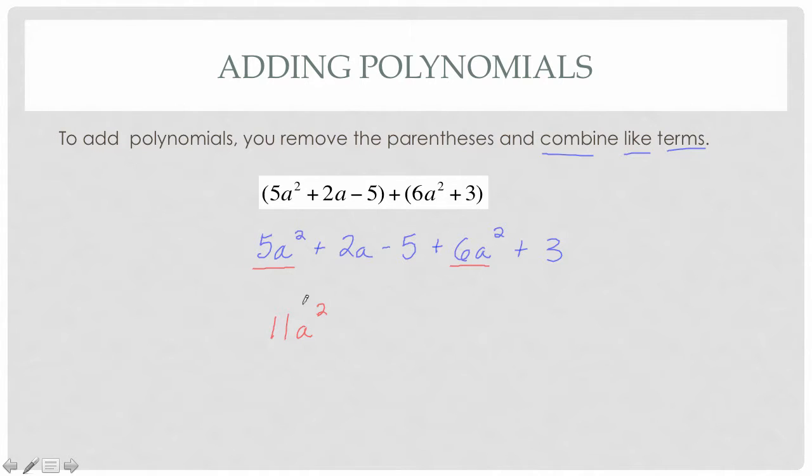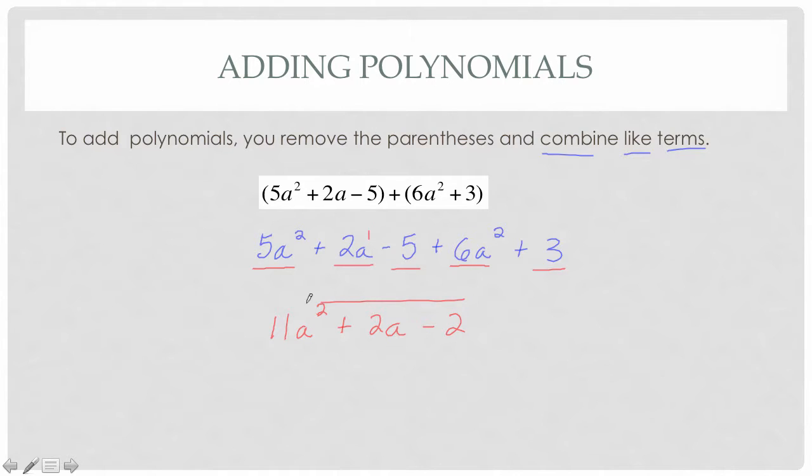I want to write it in standard form in descending order, so I'm going to start with my largest power. Next, I go find my next largest power. After a squared, I need to look for a to the 1st power. Now I only have one term there, so I've got plus 2a, so I'm going to write my plus 2a, and that's the next term. Finally, I have my constant term at the end. There are no more powers of a, so we just look at my constants. I have negative 5 plus 3. Negative 5 plus 3 ends up equaling negative 2.